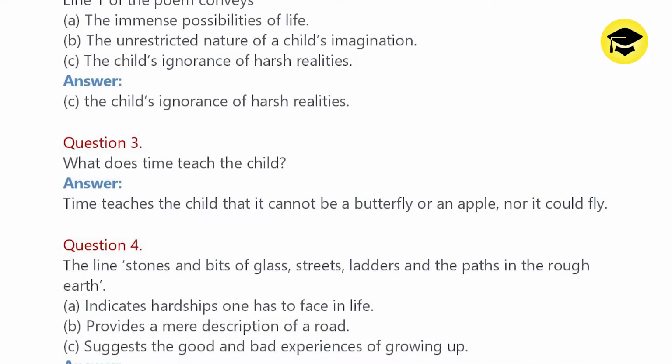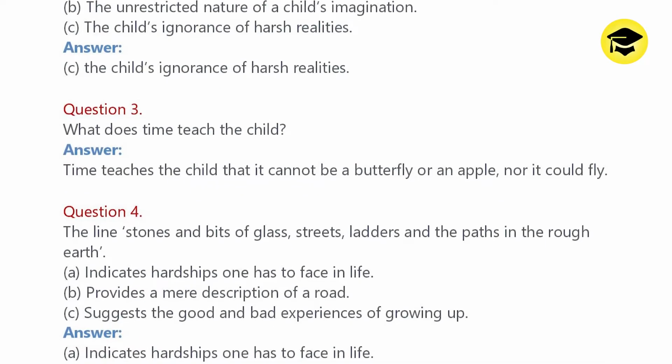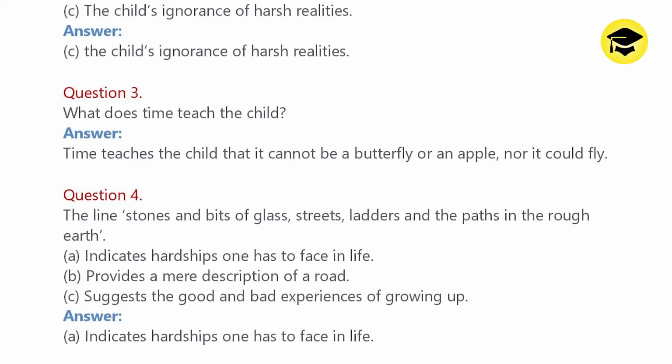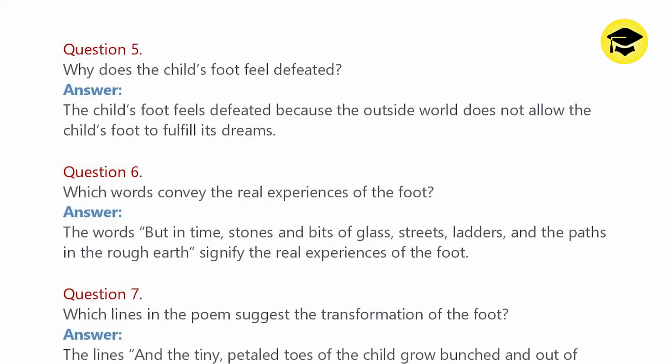Question 4. The line "stones and bits of glass, streets, ladders and the paths in the rough earth": A. Indicates hardships one has to face in life. B. Provides a mere description of a road. C. Suggests the good and bad experiences of growing up. Answer. A. Indicates hardships one has to face in life.